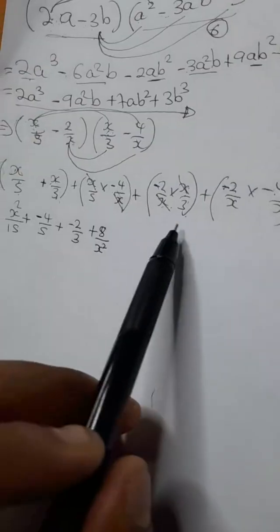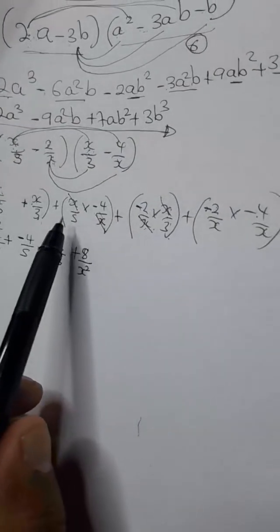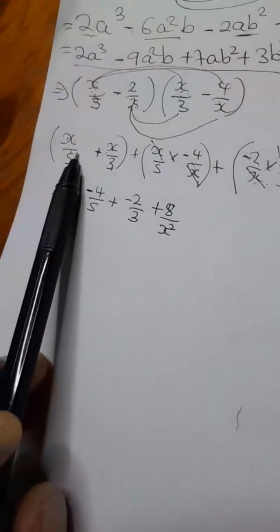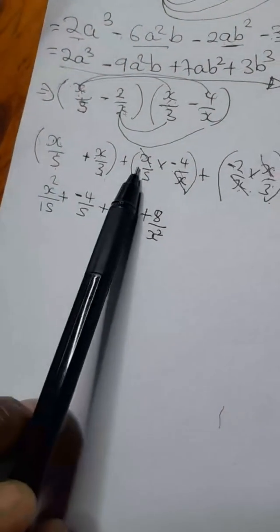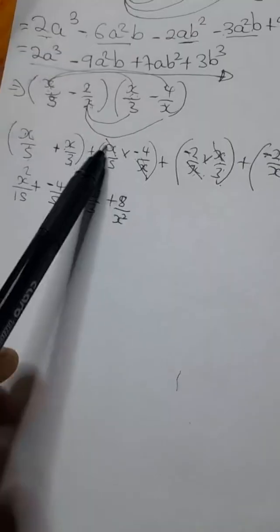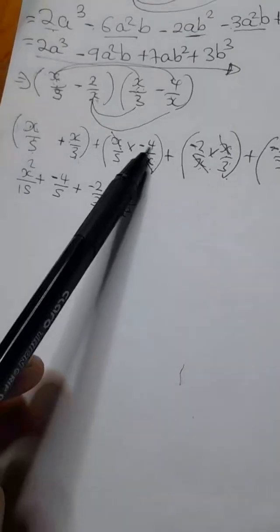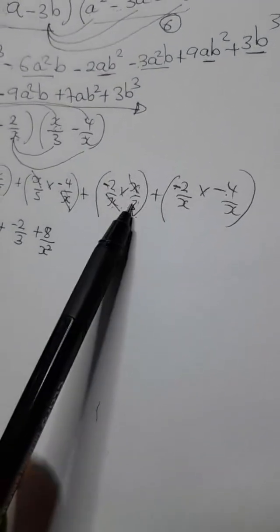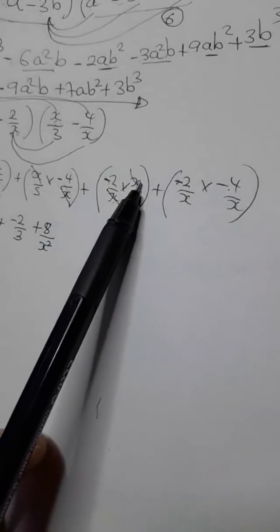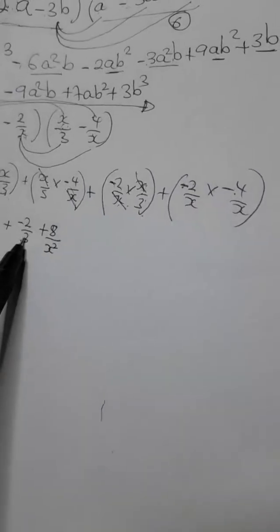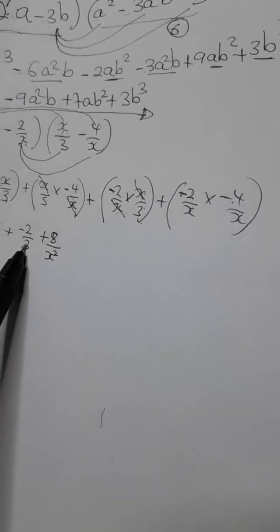Why did the x cancel the 4? The x didn't cancel the 4. Check in the first bracket, it's x squared over 15. Here, we have an x in the numerator and x in the denominator. So the two x's can cancel, and we are left with minus 4 over 5. In the next bracket, it's minus 2 over x times x over 3. We have x in the numerator, x in the denominator. So the two x's cancel each other, and we are left with minus 2 over 3.